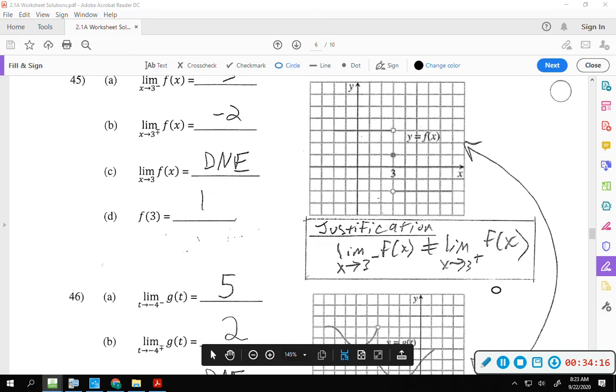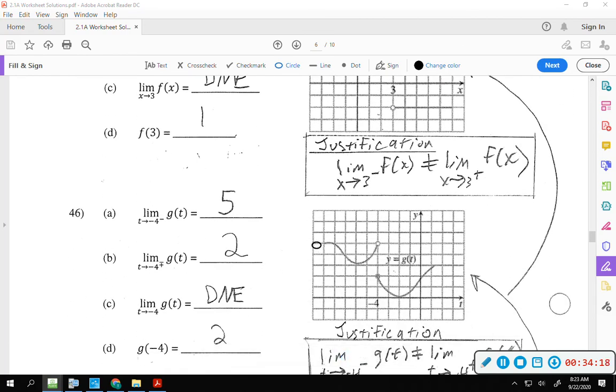46. Now we have a little bit more of a curvature to this function. But start to the left of -4. The limit as x approaches -4 from the left. Get closer and closer to -4 from the left. If I'm looking at -4.00001, the y value is getting closer and closer to 5. The limit as x approaches -4 from the right, -3.99999, the y value is getting closer and closer to 2.